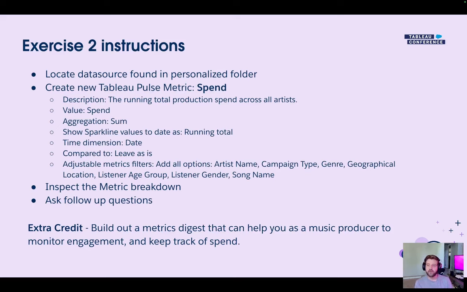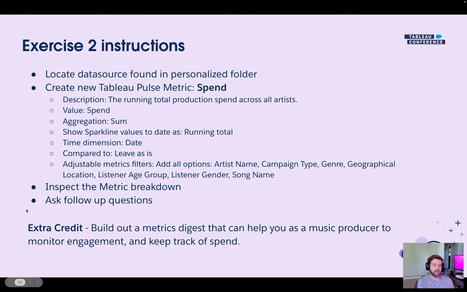All right, and now we are back after I've just shown you exercise 2. Really, what we were able to do as music producers is go in, locate a data source that was published to a folder already on Tableau Cloud for us, and we created a new Tableau Pulse metric for spend. I also went through and created an adjustment for that metric so that I could have a related metric in a specific way that I wanted to see spend, and I also had a little extra time, so I've created another metric for us today.